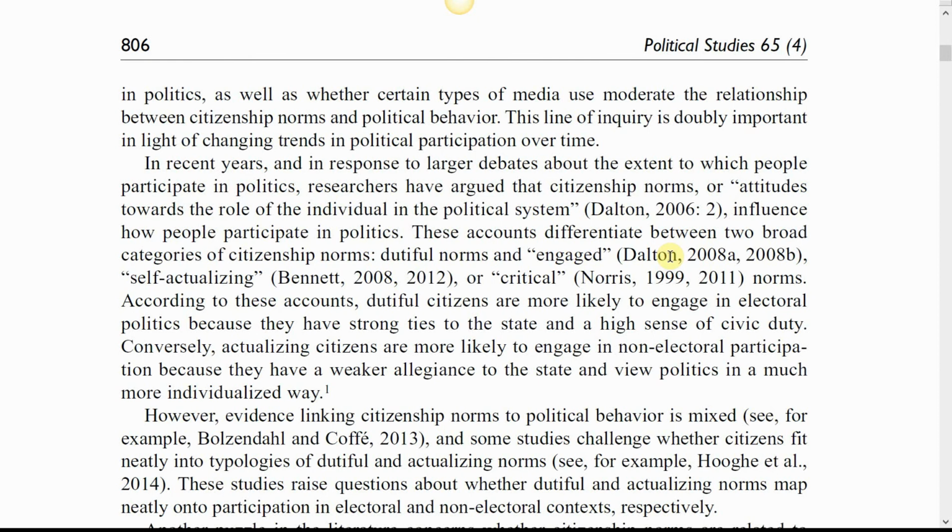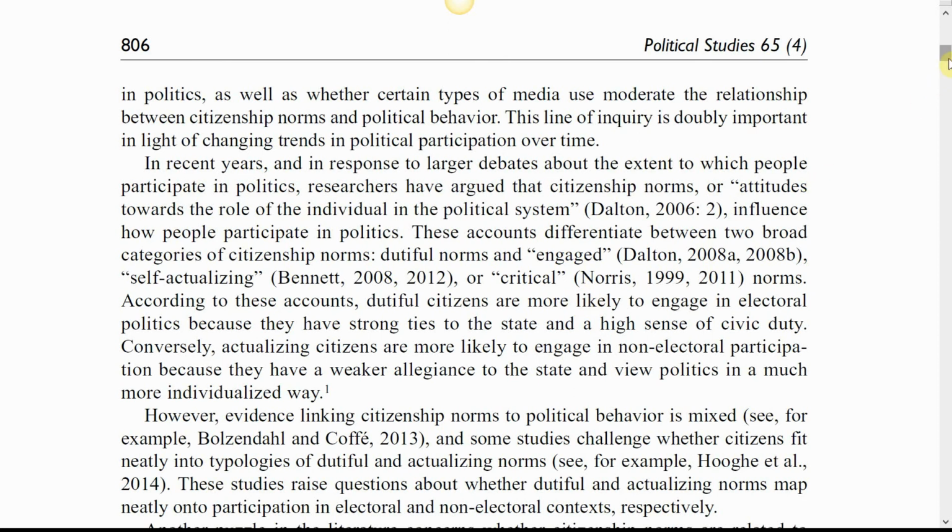They also have noted that there has been work linking norms to particular types of political behavior. According to these accounts, dutiful citizens are more likely to engage. Conversely, actualizing citizens are more likely to engage in non-electoral types. So they're kind of giving us a little glimpse into what the previous research has found, and they're going to link back up to this in their own discussion of their work in a different section.